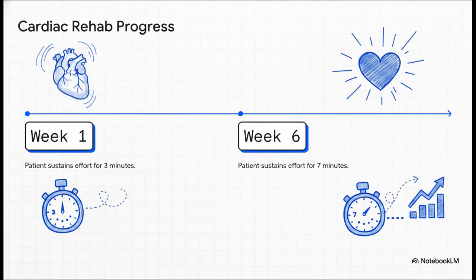Let's make this real. Imagine a patient starting cardiac rehab. On week 1, they can only hold that high intensity for 3 minutes. That's our starting point. 6 weeks later, you test them again, and now they can go for 7 minutes. That's not just a number on a chart. That's a massive, real-world improvement in their health and their quality of life.